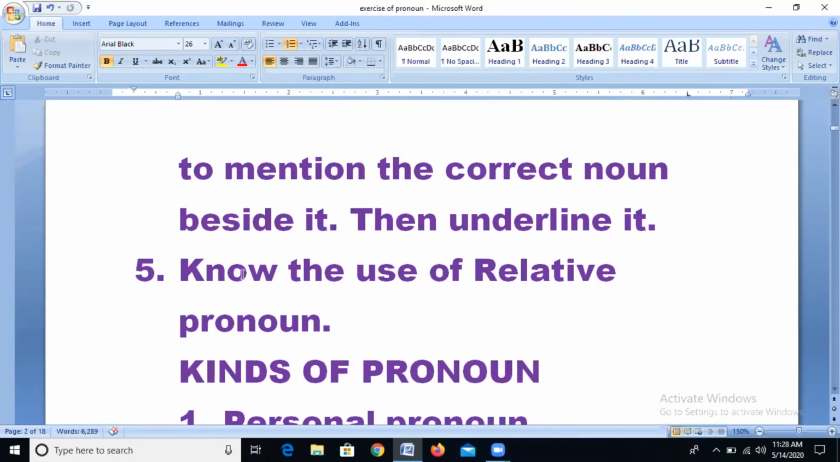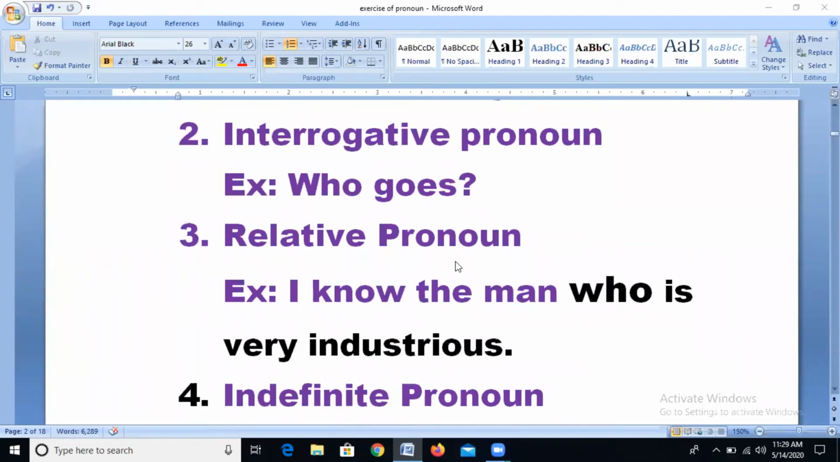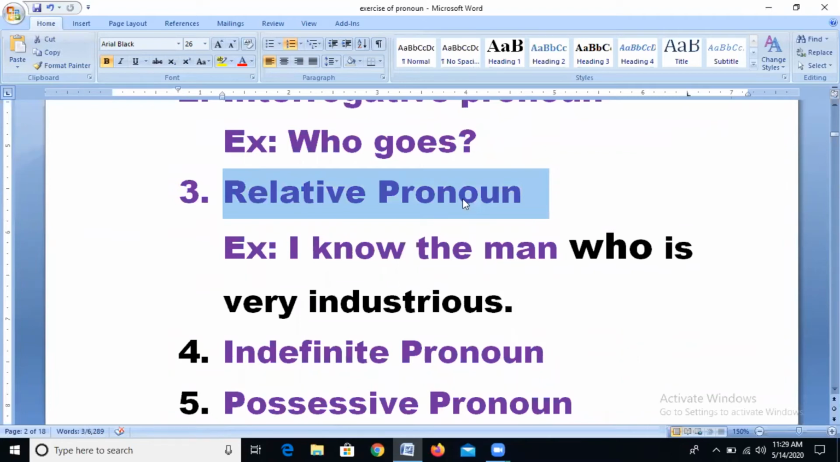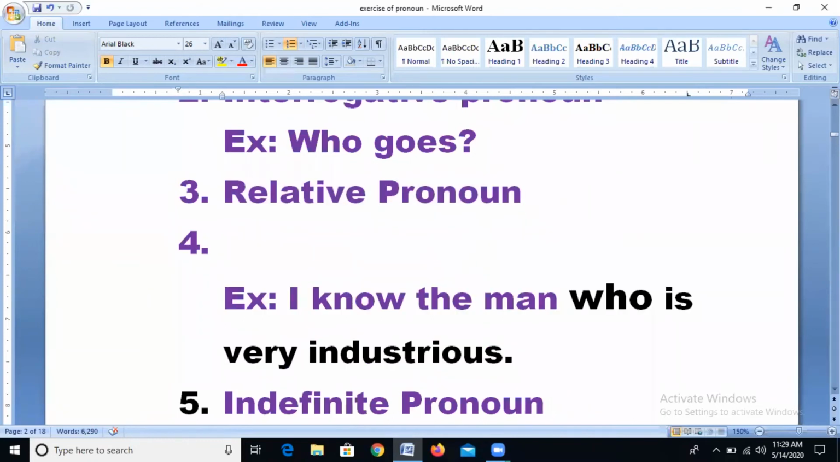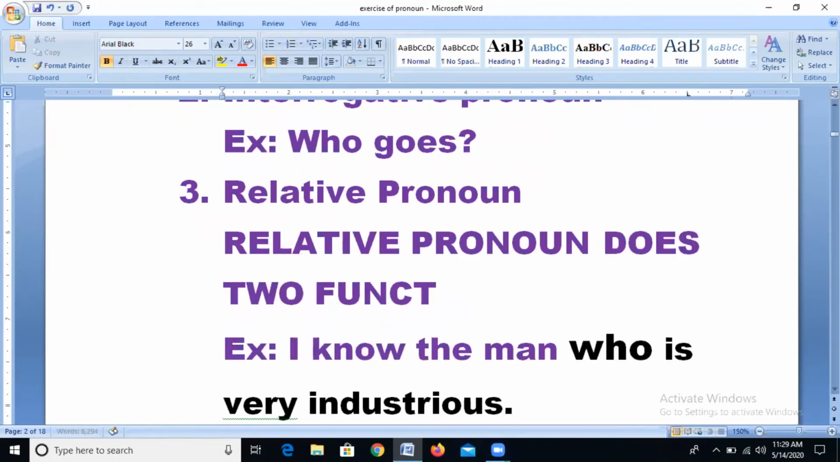Now, know the use of relative pronouns. Yes, the use of relative pronouns. This is very, very important. You may have some questions on the basis of the use of relative pronouns. So what is a relative pronoun? I would like to give you some ideas about this particular thing. Just look at this screen. What is a relative pronoun? Just think, a relative pronoun does two functions.